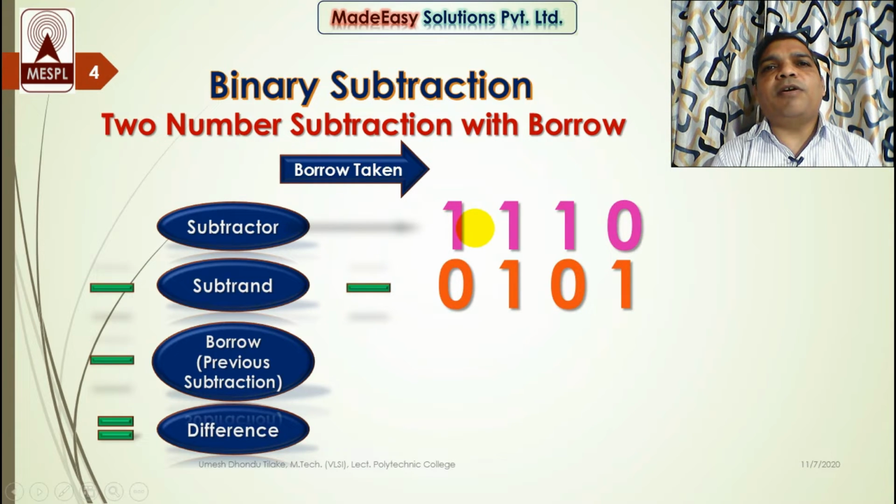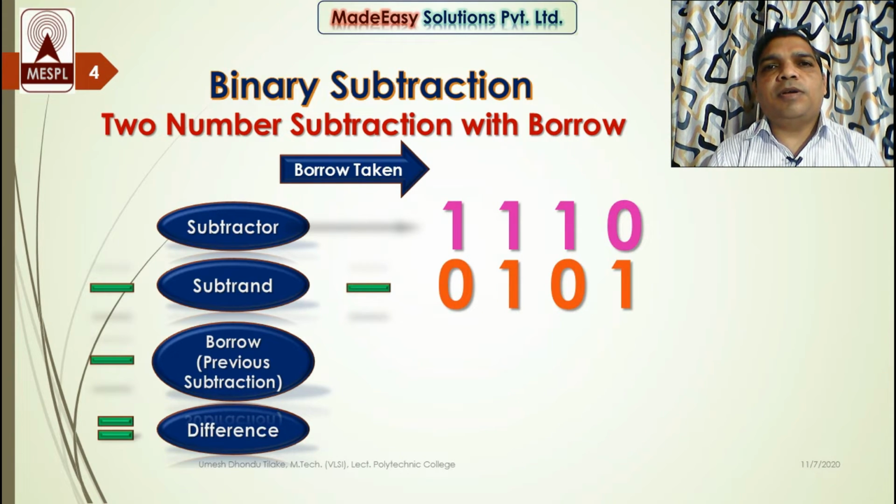So the decimal equivalent of 1 1 1 0 is 14 and the decimal equivalent of 0 1 0 1 is 5. So when I subtract 5 from 14, I will get the result 9 in the decimal number system. The binary equivalent of 9 is 1 0 0 1. So I must get the result 1 0 0 1 over here. So let's check. Here we have to subtract the borrow given to the previous subtraction also. So I will put the borrows over here and then I will get the difference.